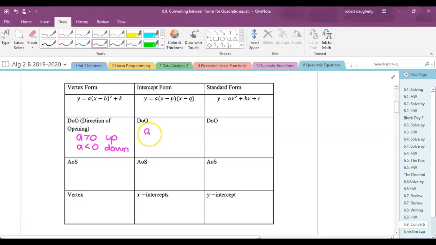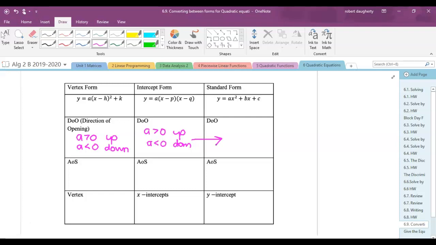Okay. Same thing for all of these. So we use consistent notation. a greater than 0, opens up. a less than 0, opens down. And I'm not going to write it down again. So that part is the same. You can tell whether this thing opens up or down by looking at that leading coefficient. Positive numbers go up, negative numbers go down.